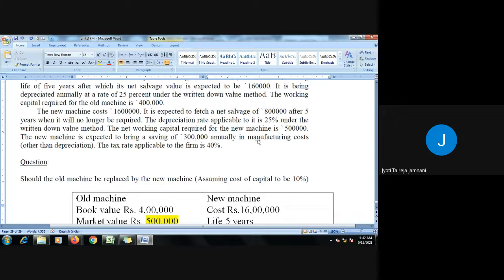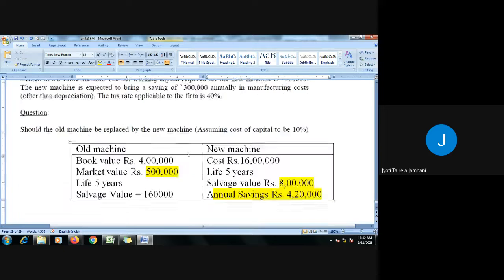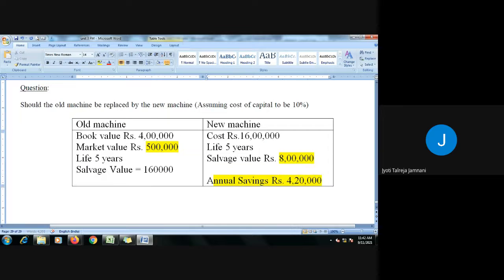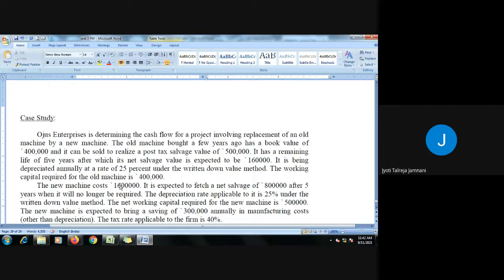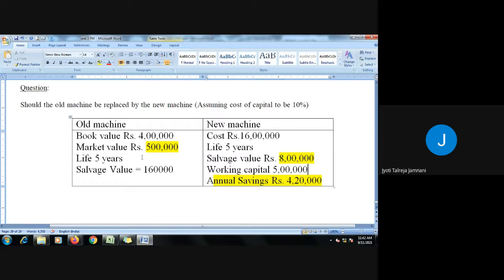Then they've given that the net working capital required for the new machine is 5 lakhs. So this is additional here. Working capital, 5 lakhs. And for the old machine also they've given the working capital. Last line, the working capital required for the old machine is 4 lakhs. So here also we have working capital, 4 lakhs.